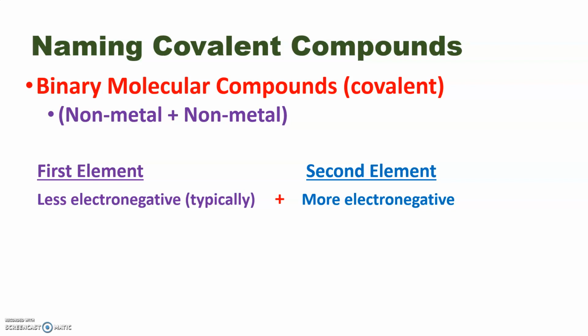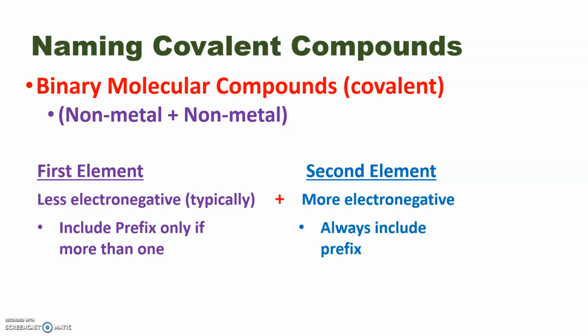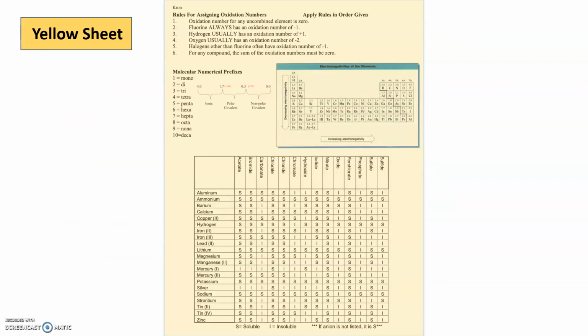For the first element, you only include a prefix if there is more than one of them. However, the second element always gets a prefix. So for the first element, if there's only one of them, you do not include a prefix. The second one, doesn't matter, always gets a prefix. We will talk about the prefixes in a minute. For now, just write down that rule and keep it in the back of your mind because we'll use it in a second. Now for the second element, you also have to add an IDE ending to that element. I'll show you examples on the next slide.